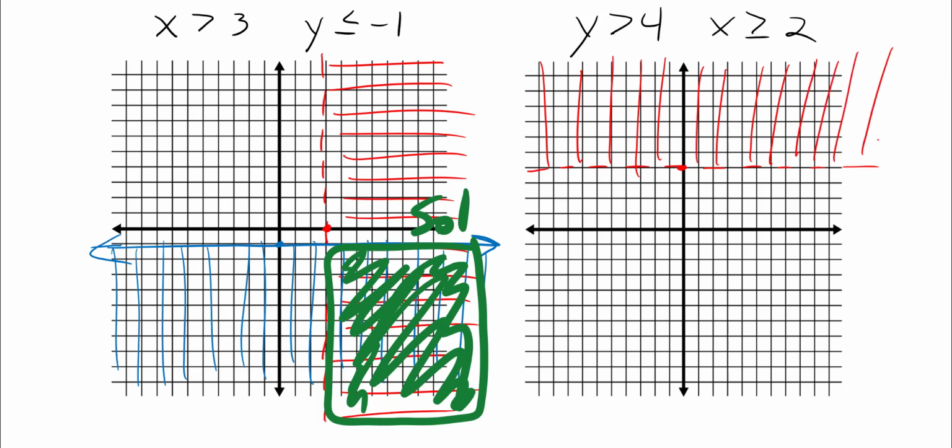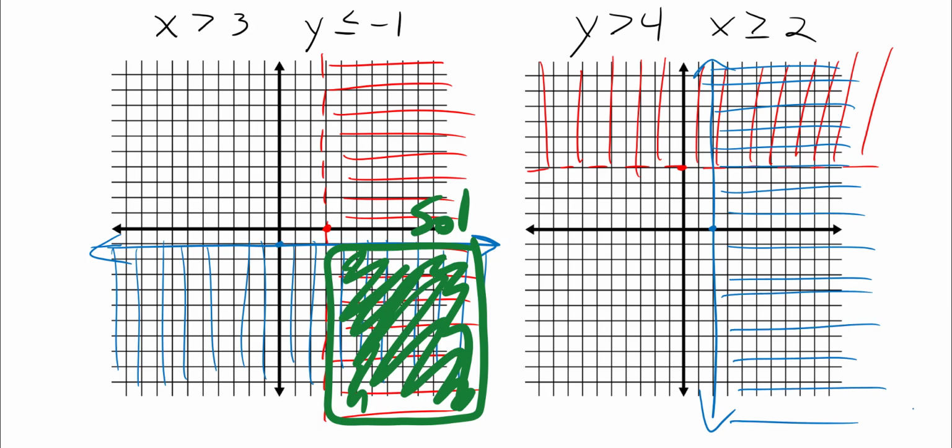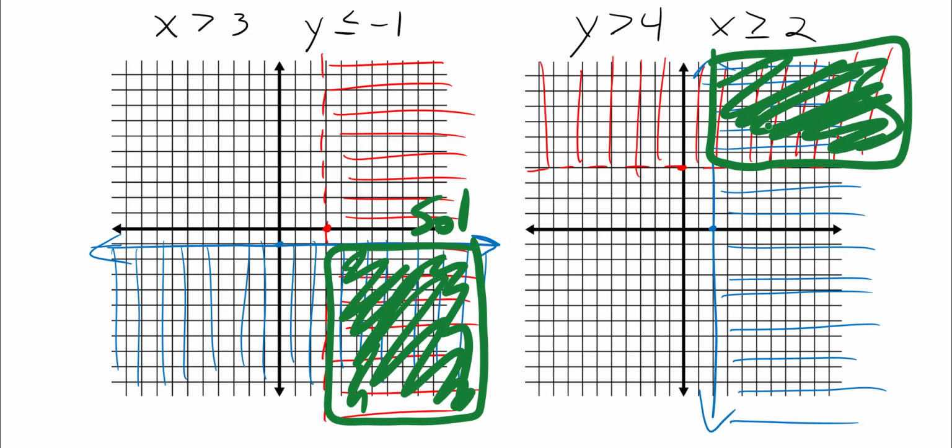Okay, and x is greater than or equal to 2. Do that in blue. So here it is at 2, and that's a solid line at 2. And it's greater than, so you shade to the right. Okay, and you can see at the top right corner, that's your solution, right over here. So that's what you shade in. Okay, and you write your solution.